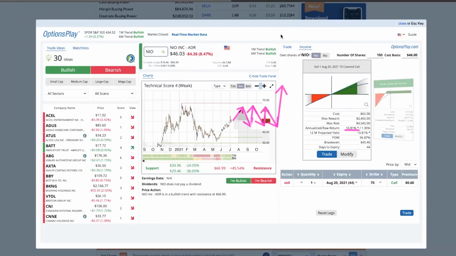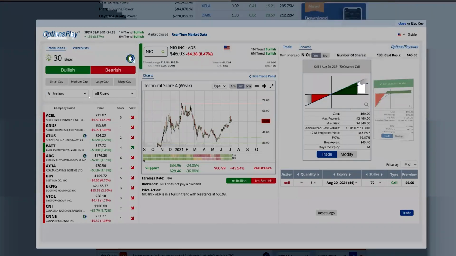But that is the core of this strategy. It's really not that difficult to understand. You're basically waiting for the stock to rally.